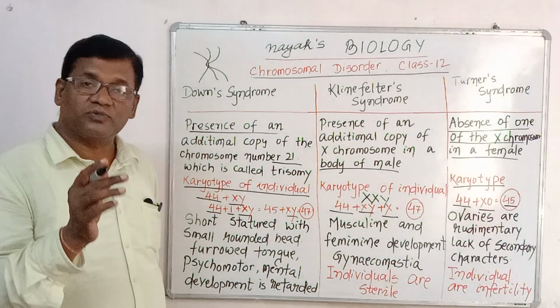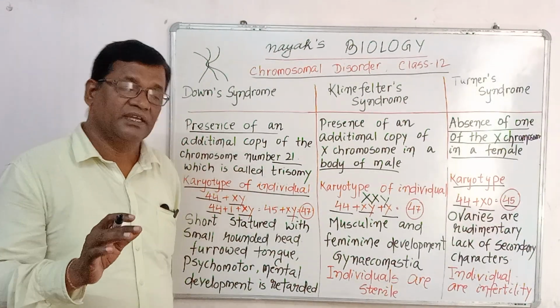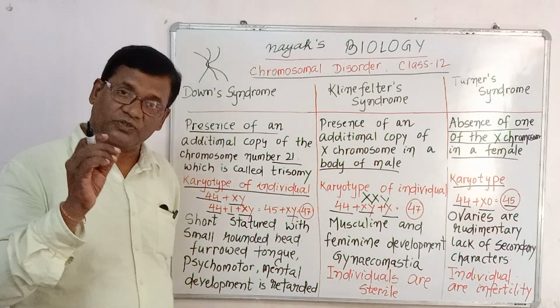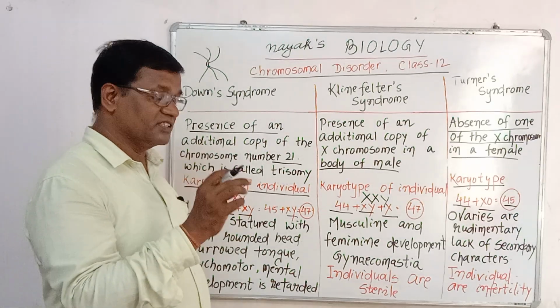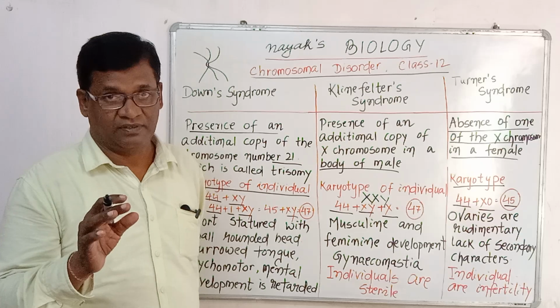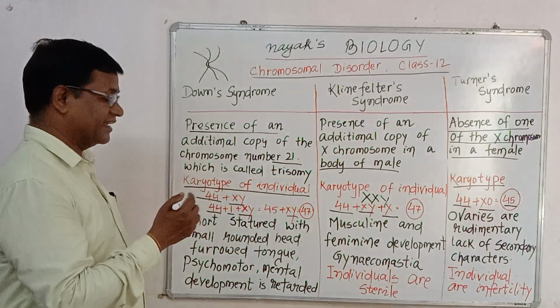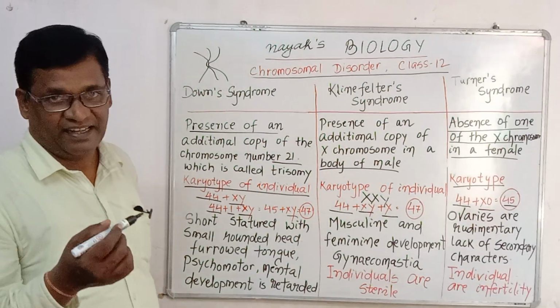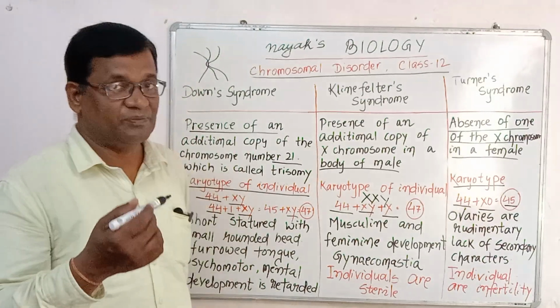For Down syndrome, the total number of chromosomes is 47. In Klinefelter syndrome, it is 47. And in Turner syndrome, it is 45. Now come to the characteristics. Suppose a person is affected by Down syndrome, what will happen?